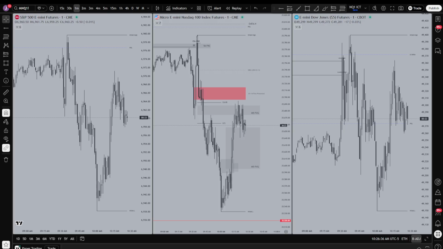If we tapped that 5 minute and then got super strong, then I would have assumed continuation off the data high since that's still intact. I think YM, you said, took out all those highs though, right? Yeah, I took out Asia and then came back. Yeah, Asia, London, and everything. Jeez.